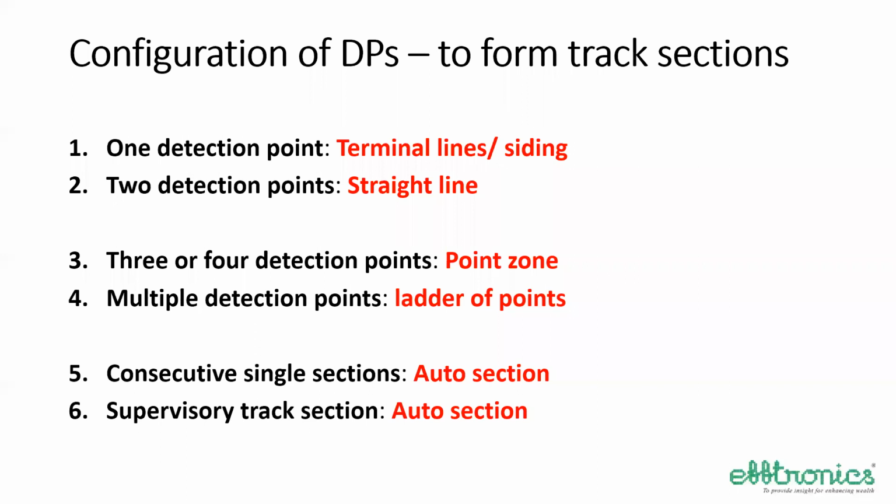So even one detection point can detect or provide an output. There is no need for the 2 detection points. Similarly, in a straight line, 2 detection points are used. Then 3 or 4 detection points are normally done at the point zone. And multiple detection points are required for ladder networks, which I will be just showing to you. And in auto section, consecutive single sections are required. And supervisory track section also is one of the applications where the reliability of the track section monitoring can be improved.